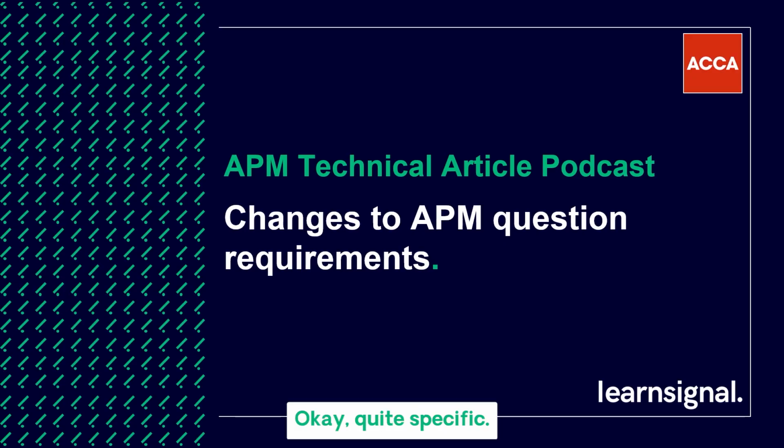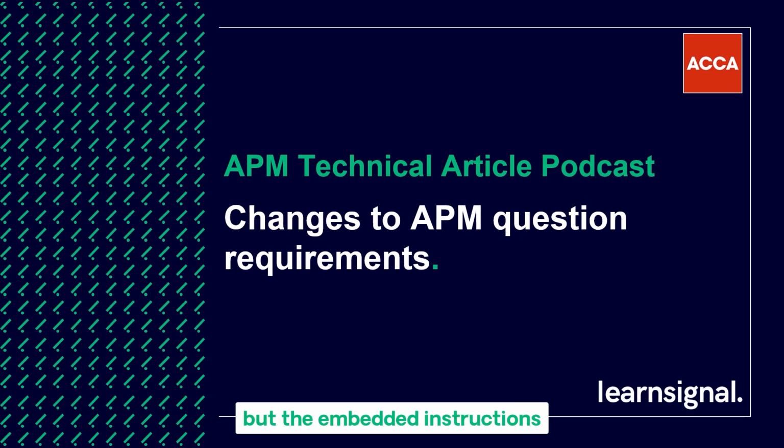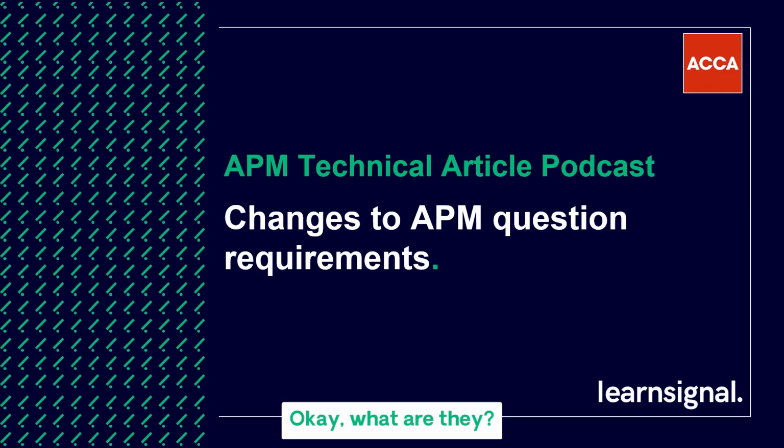Okay, quite specific. Now, if you just read the initial bullet point, you might think, okay, I just need to list some CSFs and KPIs for the police. Yeah, sounds straightforward. But the embedded instructions, the stuff inside this exhibit, reveal there are actually 2 distinct activities being asked for here. 2. Okay, what are they?